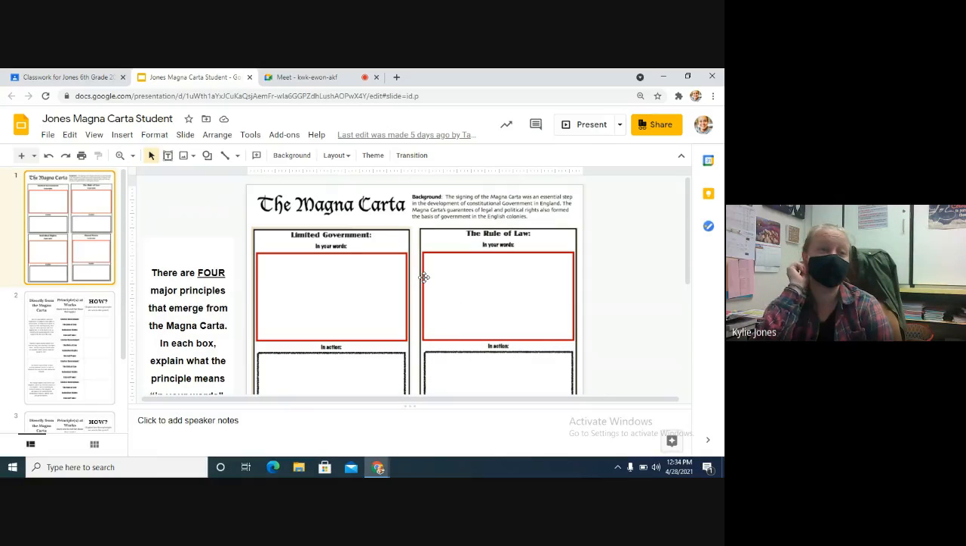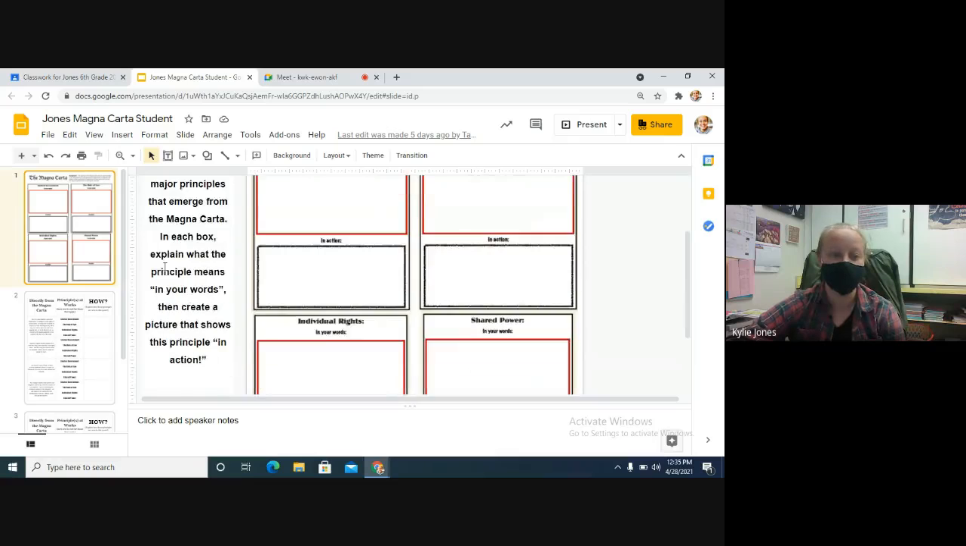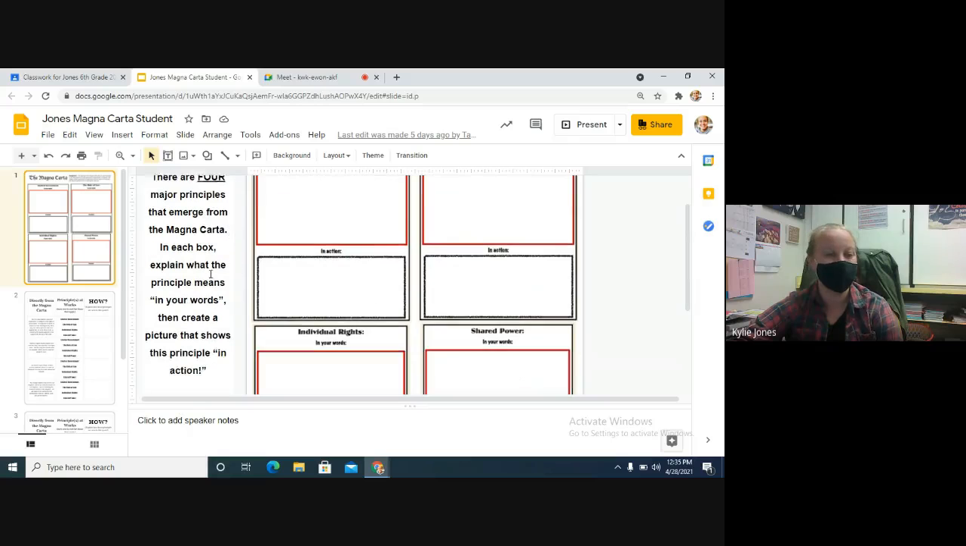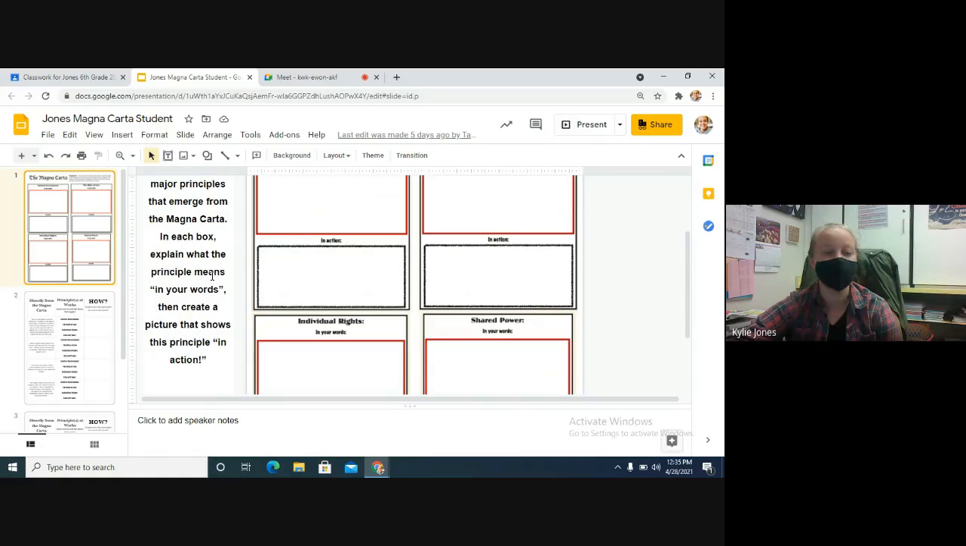We are going to be reading something called the Magna Carta, which was a document of laws, basically. So this is the medieval times and kind of the laws and things that came from that time period. On the left over here, it says there are 4 major principles that emerge from the Magna Carta. In each box, explain what the principle means in your own words, and then create a picture.